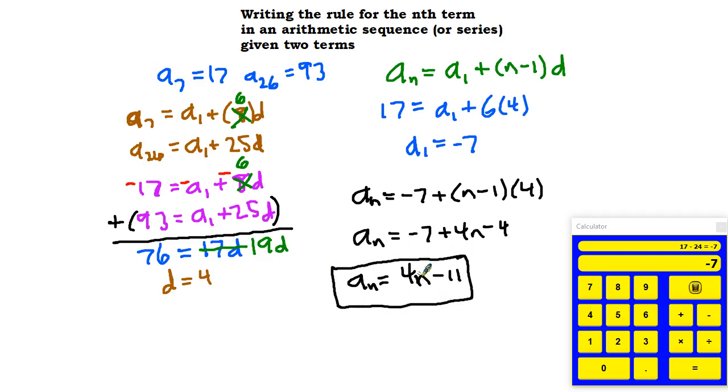Yay. And again, if all we wanted to do was find the first term, we could have stopped right there and said we're done. But we were asked to write the rule for the nth term, so we went all the way. This is what happens when we're given two terms. You basically create two equations and solve.